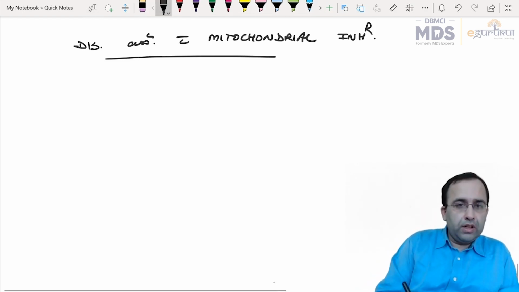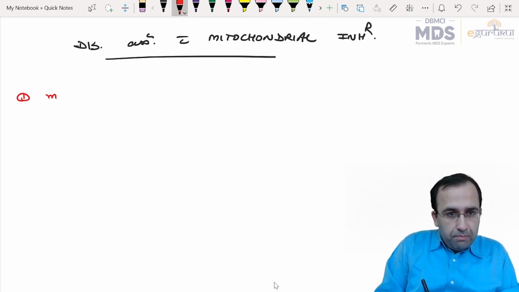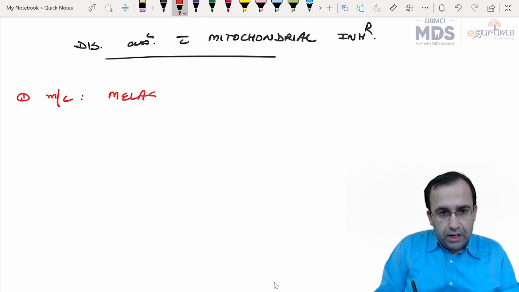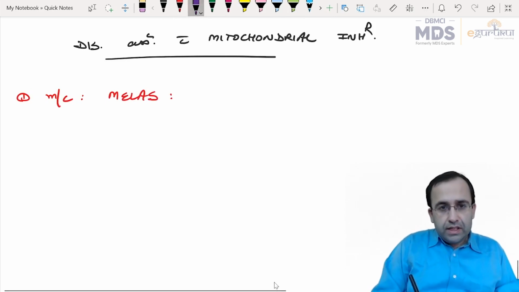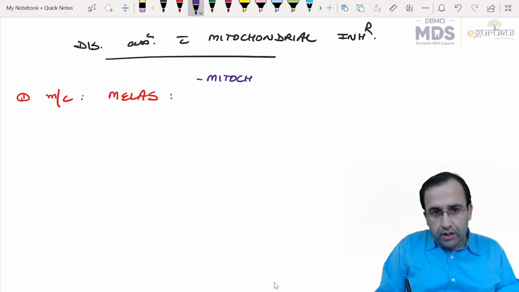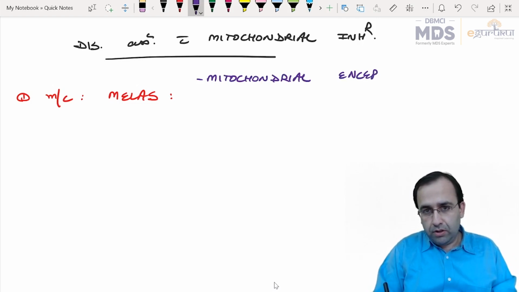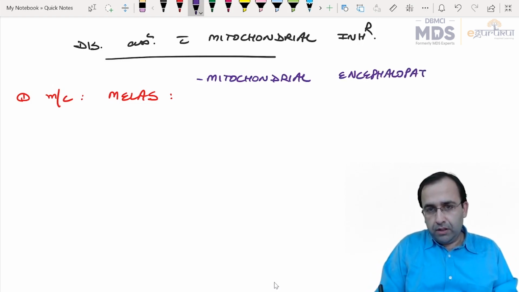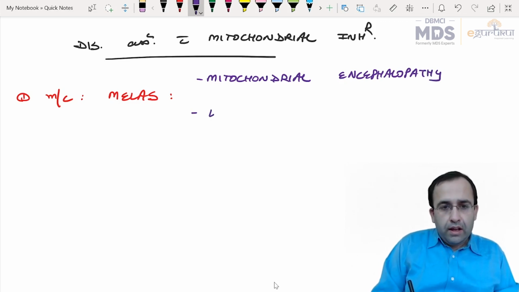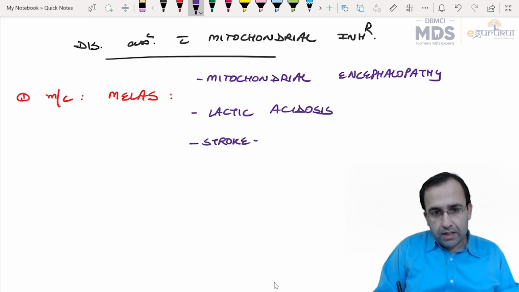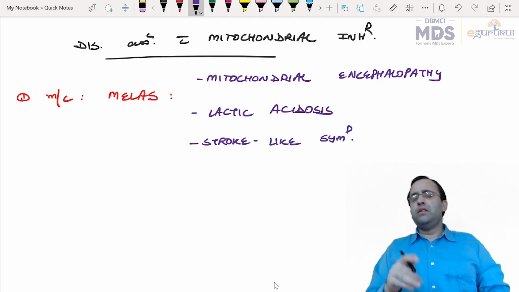These are the two sets of questions that you get from this table, but this is important. Diseases with mitochondrial inheritance. First, the most common disease associated with mitochondrial inheritance is MELAS, which stands for mitochondrial encephalopathy, lactic acidosis and stroke-like symptoms.